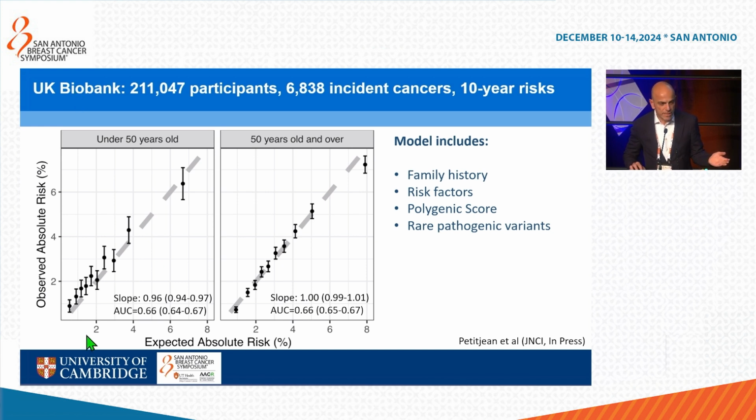So in these graphs, we see the calibration of the model, where you can see the predicted risk on the x-axis, the observed risk on the y-axis, and women are classified into deciles of predicted risk. What we are seeing is that the model appears to be well calibrated in different risk categories, both for women under age 50 and women over age 50, with an area under the curve of around 66%.